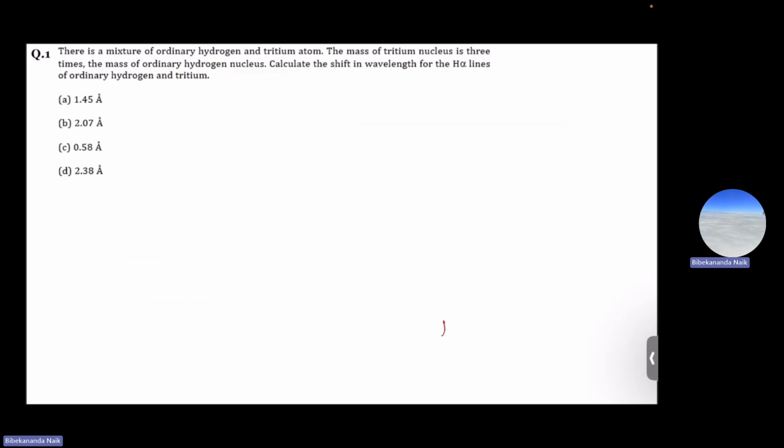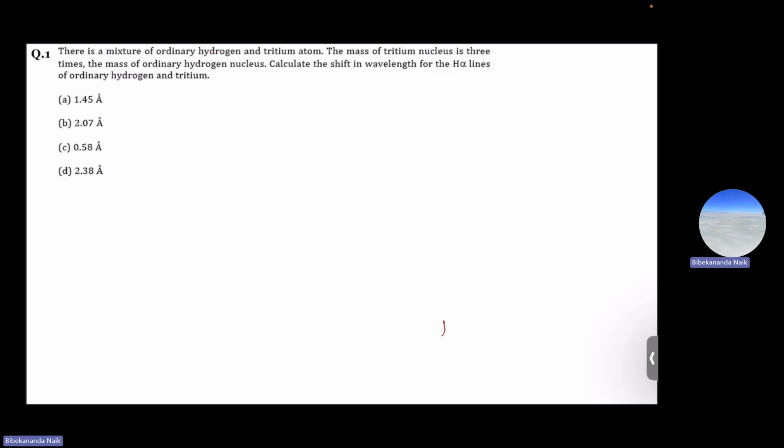So let's start with the discussion. Question number 1: there is a mixture of ordinary hydrogen and tritium atom. The mass of the tritium nucleus is 3 times the mass of the ordinary hydrogen nucleus. Calculate the shift in wavelength of the H alpha line of ordinary hydrogen and tritium. The options are A 1.45 Angstrom, B 2.07 Angstrom, C 0.58 Angstrom, and D 2.38 Angstrom. I'll give you a few minutes and then we will discuss this question.